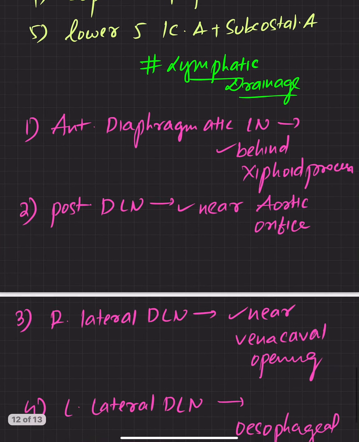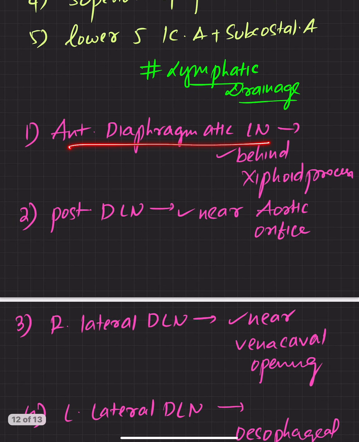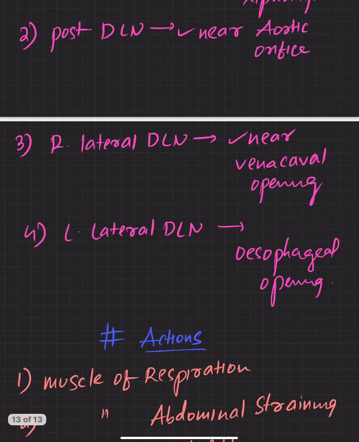Now coming to the lymphatic drainage. Anterior diaphragmatic lymph node is present behind the xiphoid process, and posterior diaphragmatic lymph node is present near the aortic orifice. Right lateral diaphragmatic lymph node is present close to the vena cava opening, and left lateral diaphragmatic lymph node is present close to the esophageal opening.